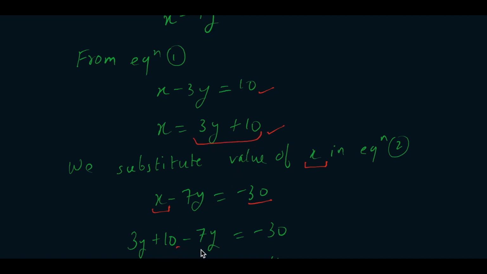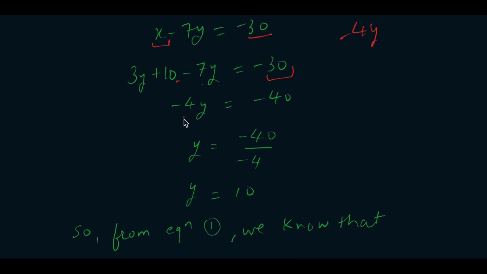So 3y plus 10 minus 7y equals minus 30. So 3y minus 7y gives us minus 4y, and minus 30, this plus 10 can go on the right hand side and it becomes minus 40. So minus 4y equals minus 40. So the value of y is 10. Now you can put the value of y in our equation 1 to get the value of x.